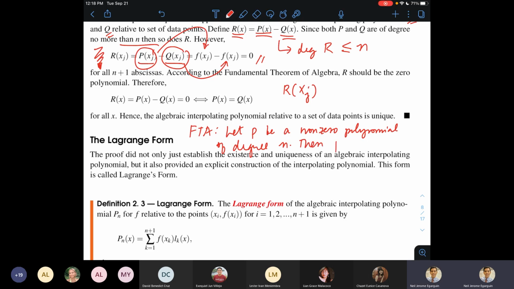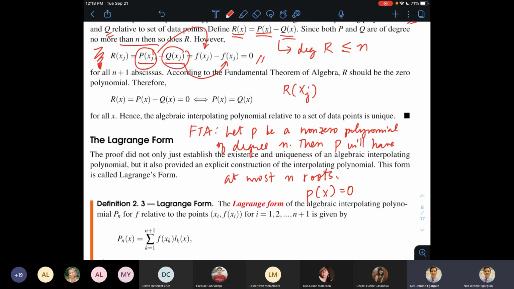Then P will have at most n roots. So ito yung probably nakita nyo to sa Math 111 o kaya sa actually kahit sa high school algebra. Na pag meron kang polynomial na degree niya ay n, ibig sabihin makakahanap ka lang ng at most n na roots or n na zeros. So ibig sabihin si P can only be equal to 0 for at most n values of x. Bawal lumampas sa n. So yung degree hindi pwedeng mas maliit kaysa dun sa number of roots.